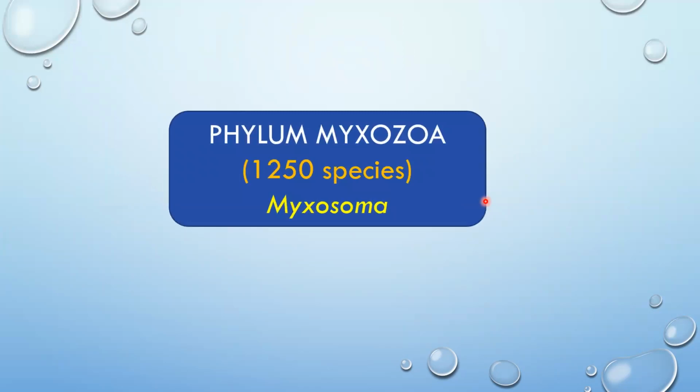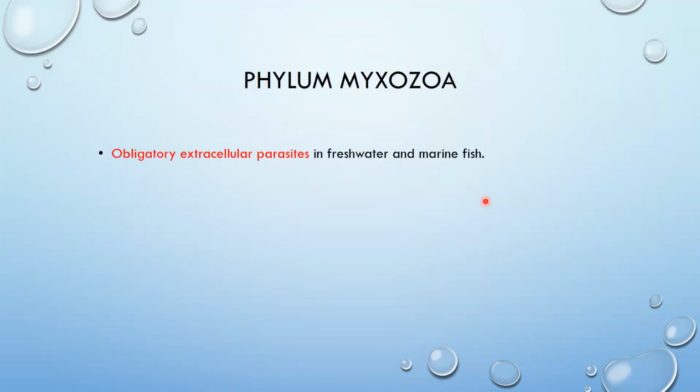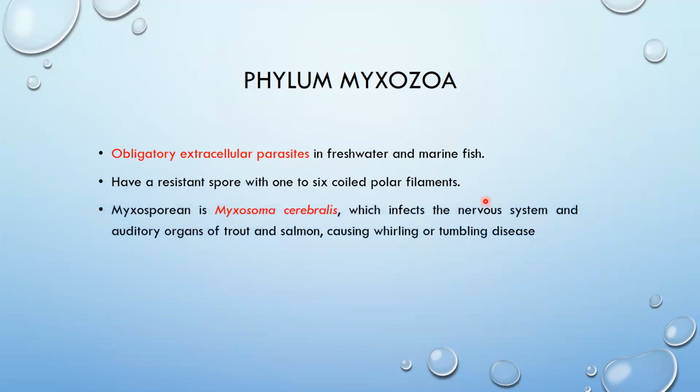Now, the phylum Myxozoa has 1250 species. They are obligate extracellular parasites in freshwater and marine fish. They have a resistant spore with 1 to 6 coiled polar filaments. Myxosporean Myxosoma cerebralis infects the nervous system and auditory organs of trout and salmon, causing the whirling or tumbling disease in trout and salmon.